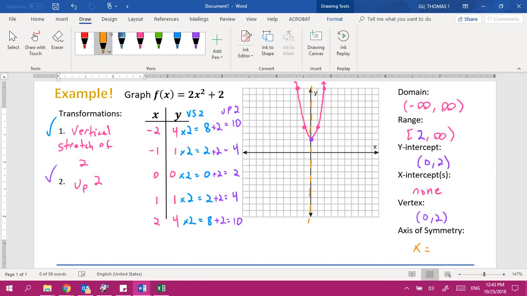Oh, what did I write? 2. It's always x equals and the value is the same as the x in the vertex. Okay? So there we go, good. And let's do one last example, a more complicated one maybe.